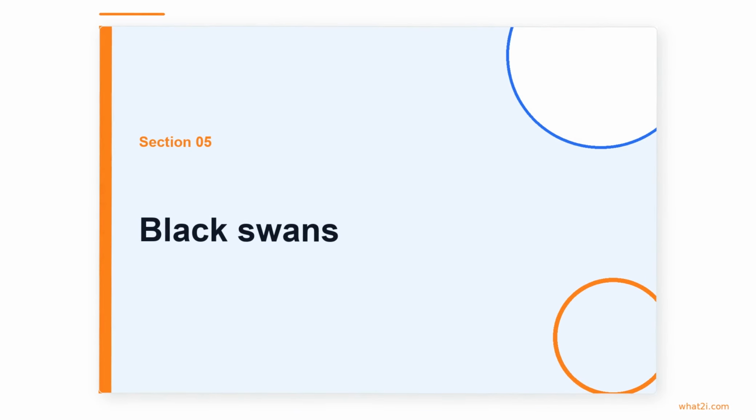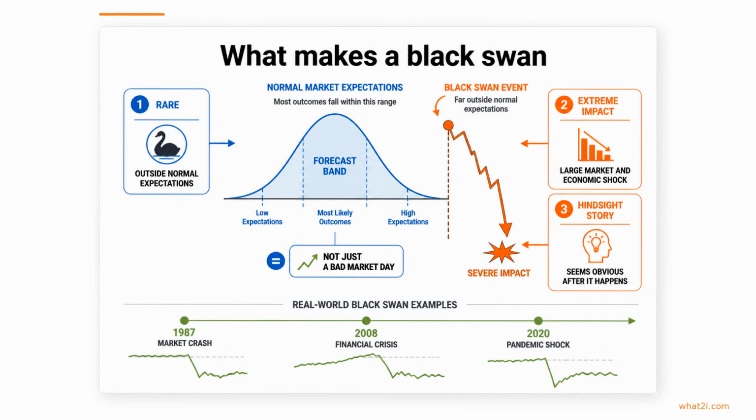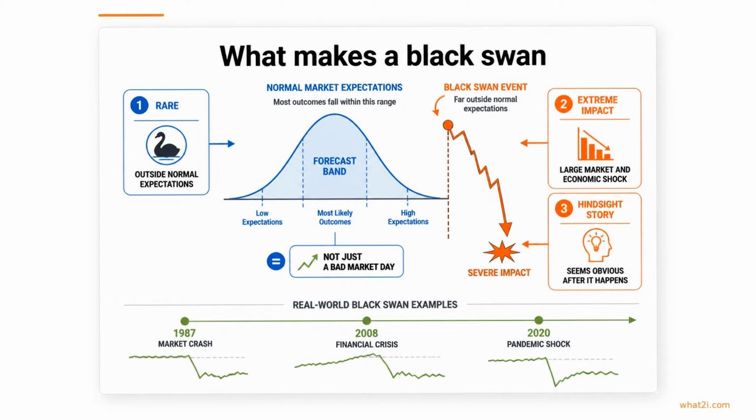Section 5. Black swans. A black swan is more than an ordinary bad market day. It refers to a rare, high-impact event that lies outside what most investors, institutions, and models were prepared to handle. Its rarity matters, but so does its severity. These events often appear obvious in hindsight, which is part of what makes them so deceptive. After the fact, people create stories that make the shock seem predictable. Historical examples often cited include the 1987 crash, the 2008 financial crisis, and the pandemic shock. The important point is that black swans sit beyond normal expectations and can overwhelm systems built only for routine volatility.